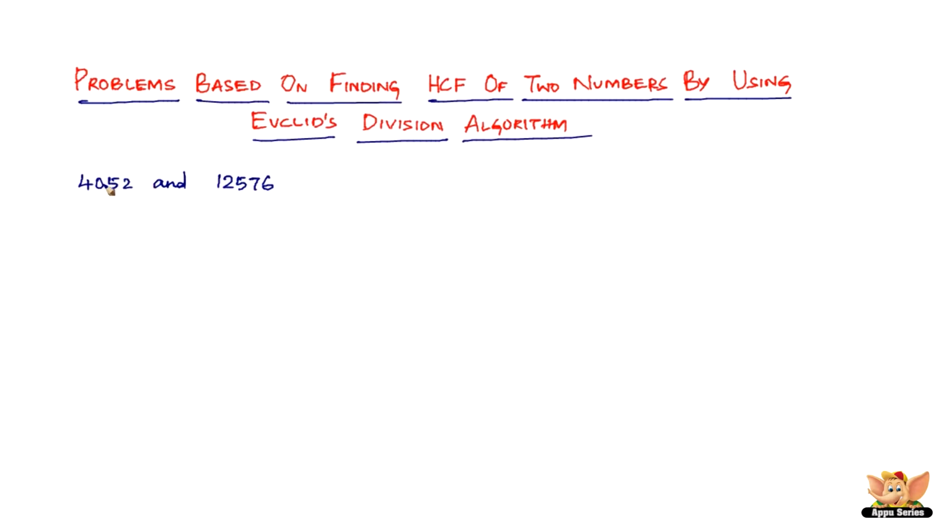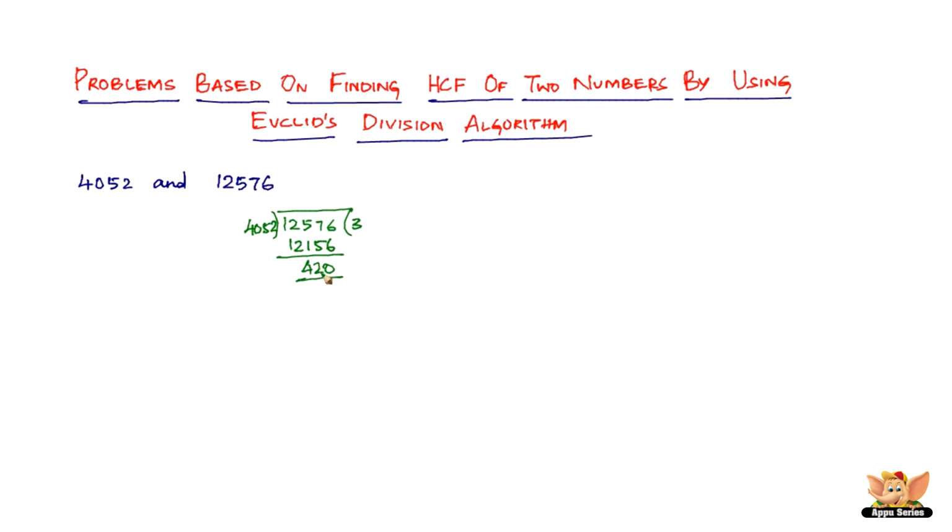Start off by seeing which is the smaller number and which is the bigger number. Divide the bigger number by the smaller number. So here we've got 12,576 being divided by 4,052. Now you can see that 4 times 3 is 12, so 4,000 times 3 is going to be 12,000. So 4,052 times 3 is definitely not going to cross it, because 52 times 3 is 156, and it can't cross 576. So it's 4,052 times 3, which is 12,156. And the remainder here is 420.